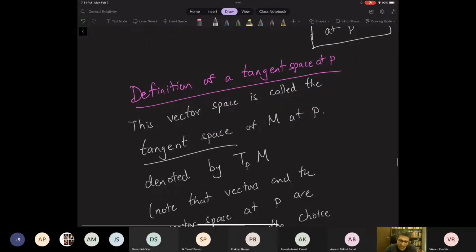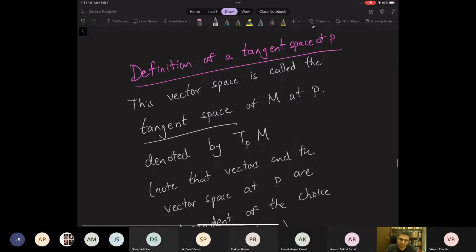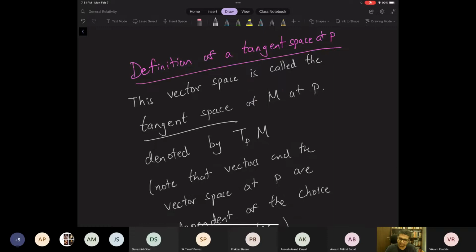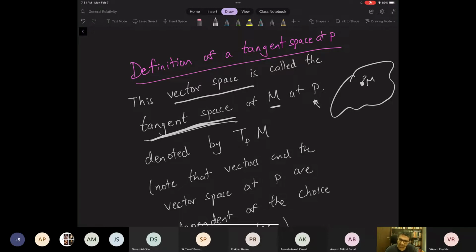Okay, so formally now we'll define the tangent space at P. The set of all tangent vectors associated with these equivalence classes of curves, this vector space, is called the tangent space of M at the point P. So on a manifold M, we now have a notion of tangent space. That is, we have a vector space that lives at this point.